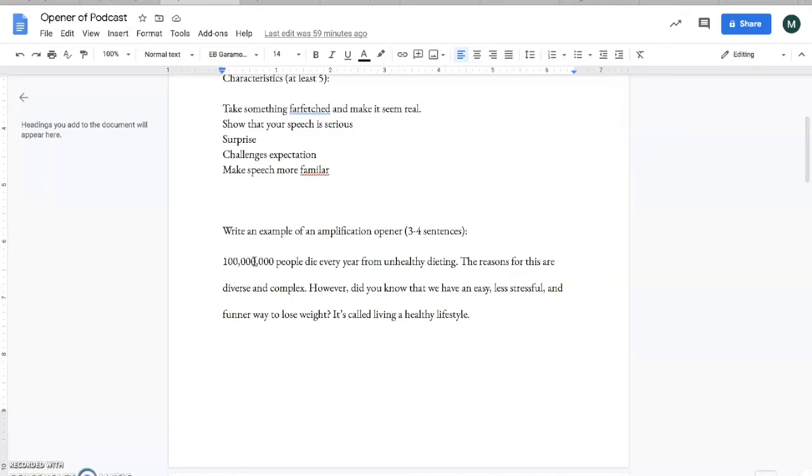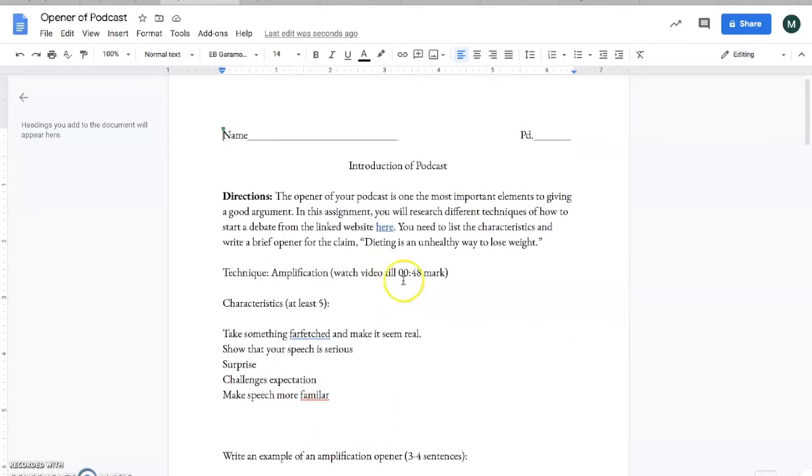So again, the idea of amplification is I take something and I use a hyperbolic sort of way to introduce it, and then I surprise you, as well as put my claim within my opener. Okay, so that's an example of using amplification.